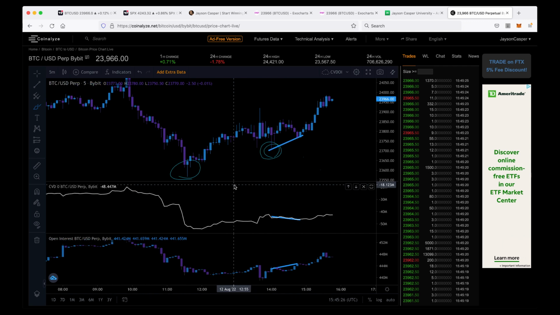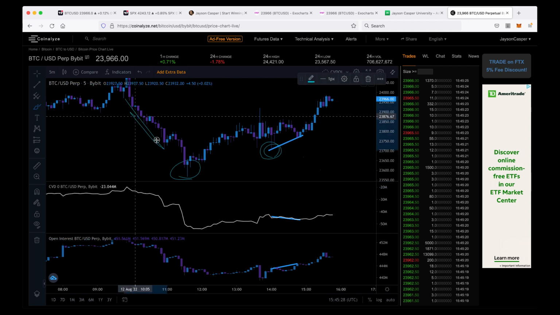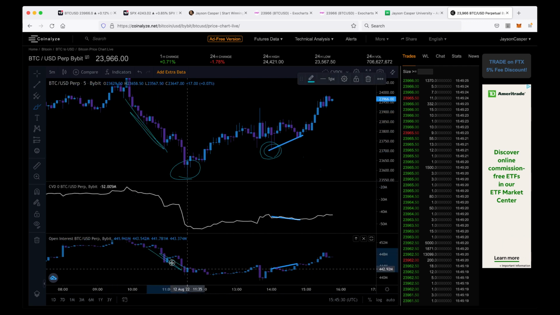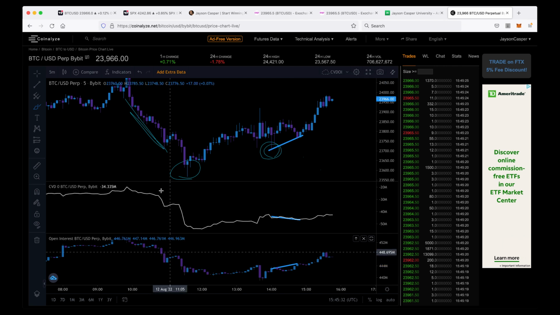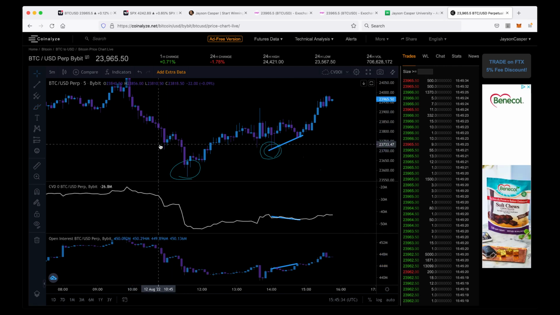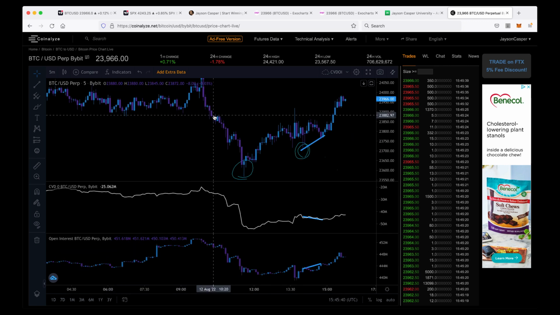This down here, open interest, is showing us: are there people opening trades or are there people closing trades? If we see a big move to the downside and open interest is coming down, we know for certain that this move to the downside is not being fueled by new shorts opening up.